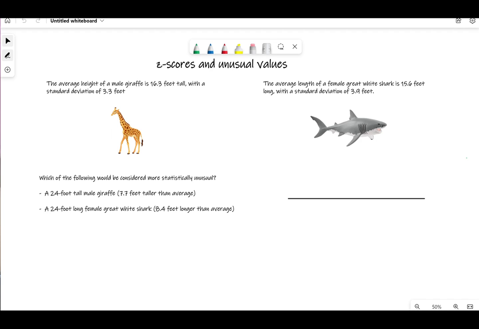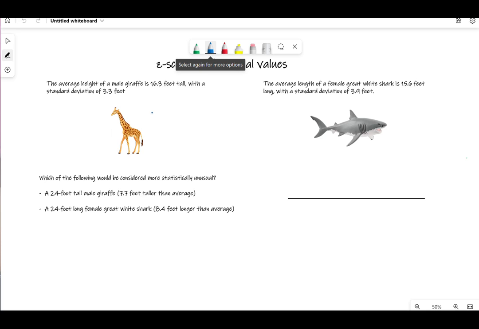In this video, I would like to discuss the topic of unusual values, values in a set that are considered statistically unusual. So I have an example here of two animals, and I've given you some information about the mean and the standard deviation of the height of a male giraffe.